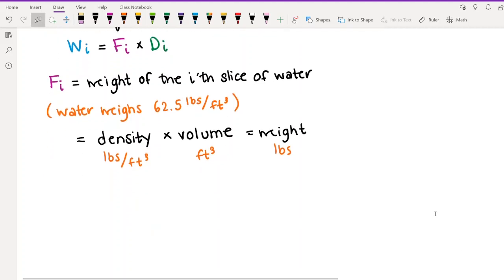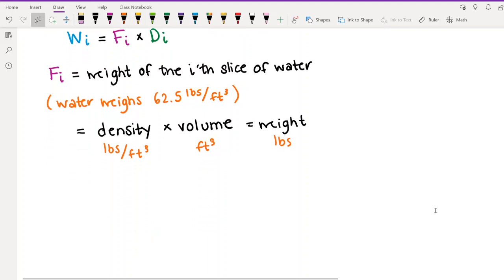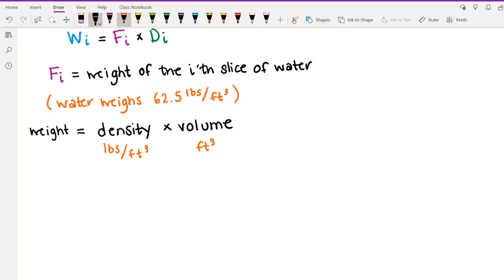And so that tells us that, and maybe for the sake of continuity, let me actually put this here. Weight. Okay, so let's go ahead and put in what we already said was the density. So the density is 62.5 pounds per cubic foot. And then how do we find the volume?